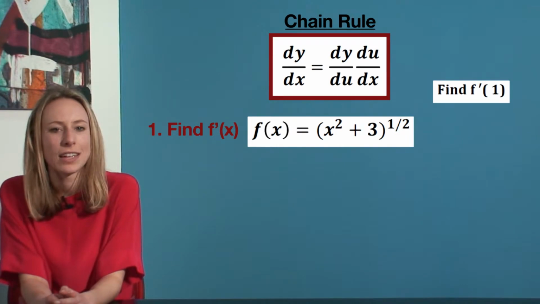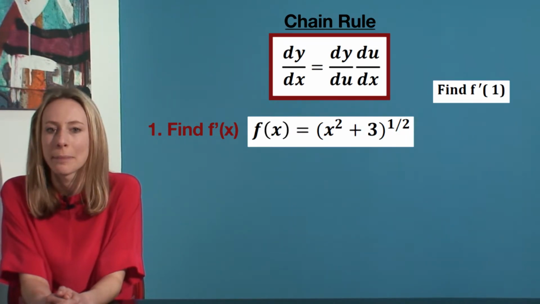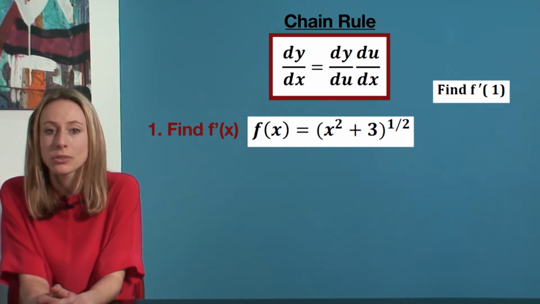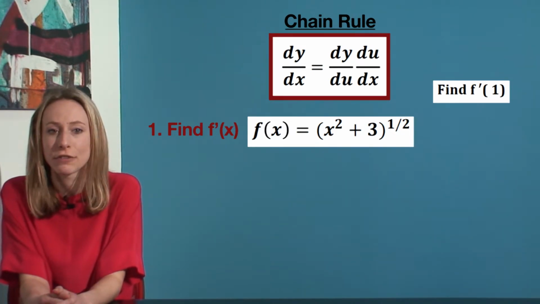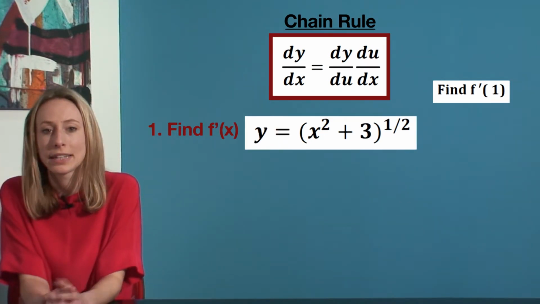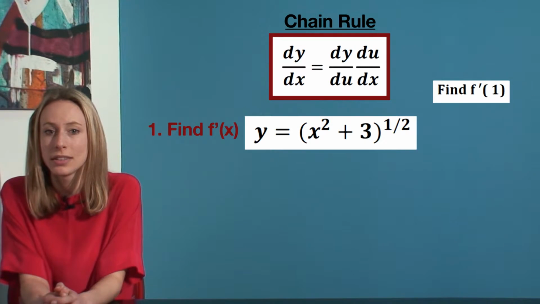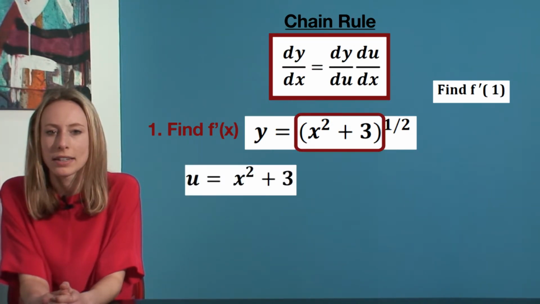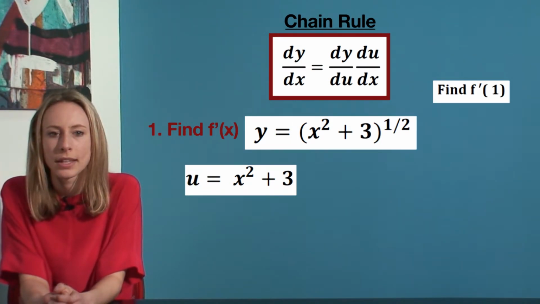To make life easy, I'm going to replace the f(x) with a y, so that I can use dy/dx. There is no harm in doing this as long as when you write your final answer, you use f'(x) instead of dy/dx. So that gives us y equals (x squared plus 3) to the power of a half. Now, the contents of the bracket are my u term. u equals x squared plus 3. I now differentiate u with respect to x.